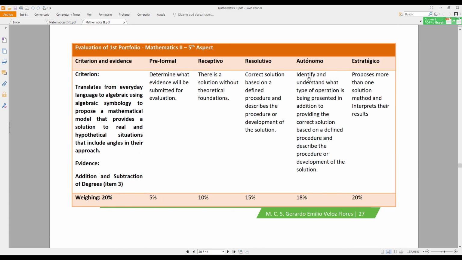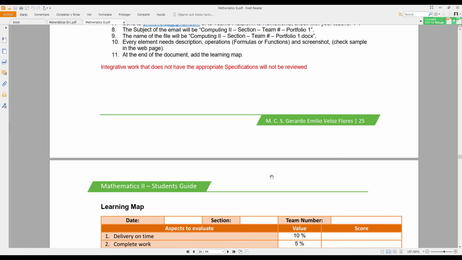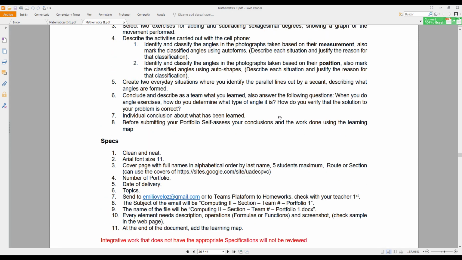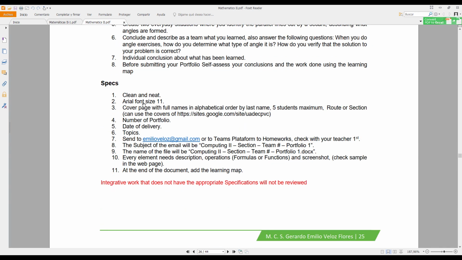It is normal that you will get the autonomous level. Here that level is normal, and this is the perfect one. If you have the performance, receptive or resolutive level, you need to correct your work. Okay, guys, this is all about the elements of the portfolio, so we check the specs.